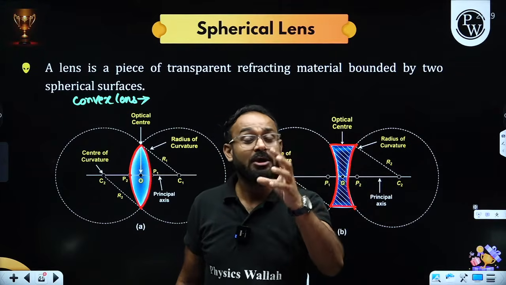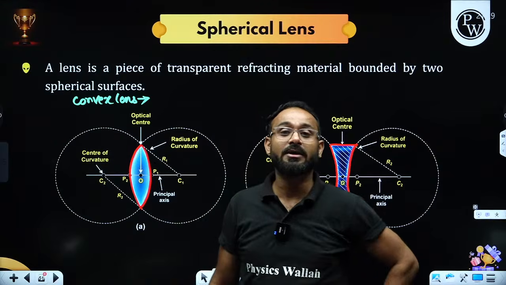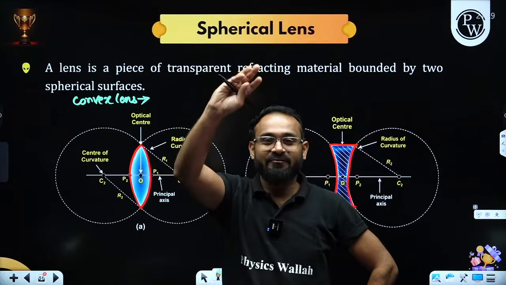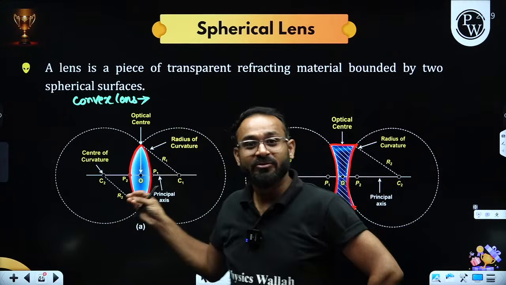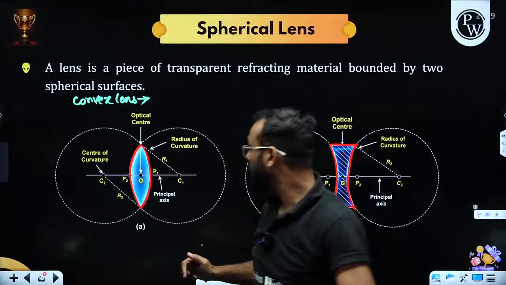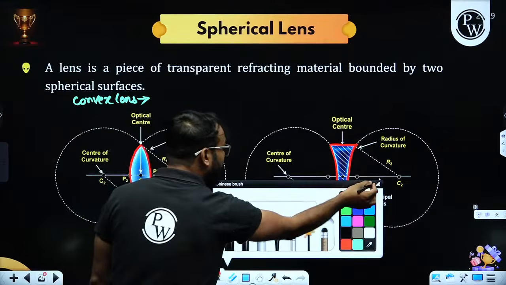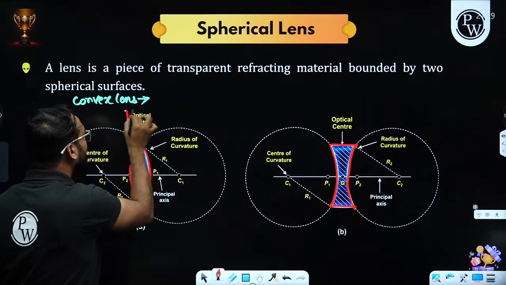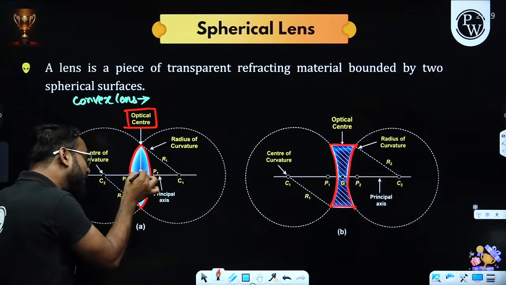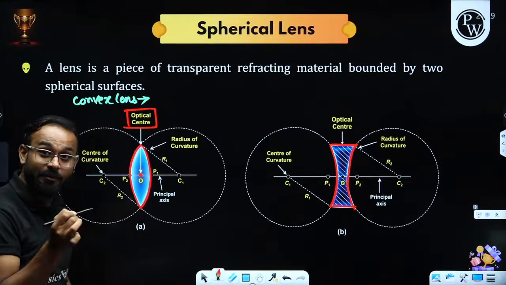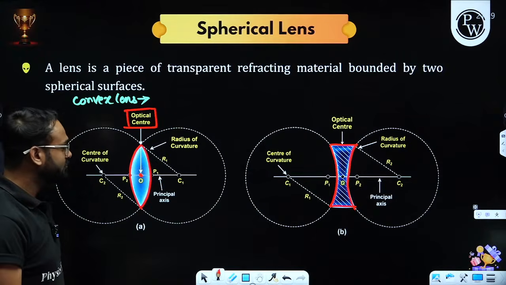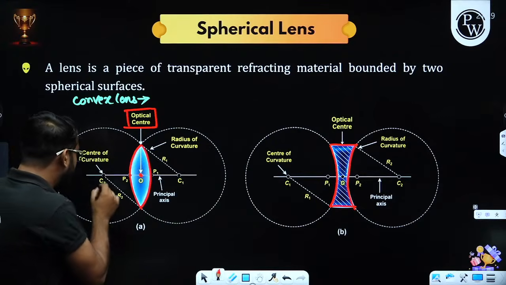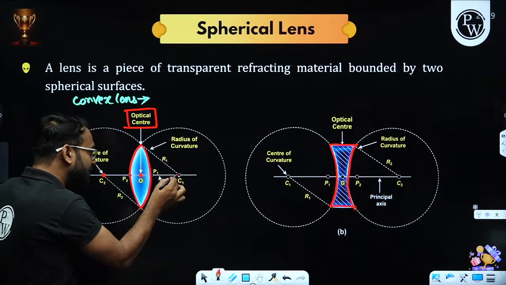What are the terminologies required? Because in spherical mirrors also, we followed some terminologies. Will there be any pole? No pole. Then what will be the term? We are going to use optical center, the midpoint of the lens. Second, there are two surfaces that you can see over here, so there will be two centers of curvature.